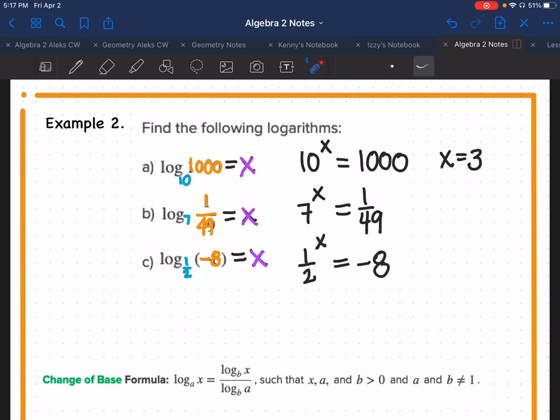Okay, 7 to the x power equals the fraction 1 over 49. Since my exponent is giving me a fraction for an answer, that means my exponent has to be negative.